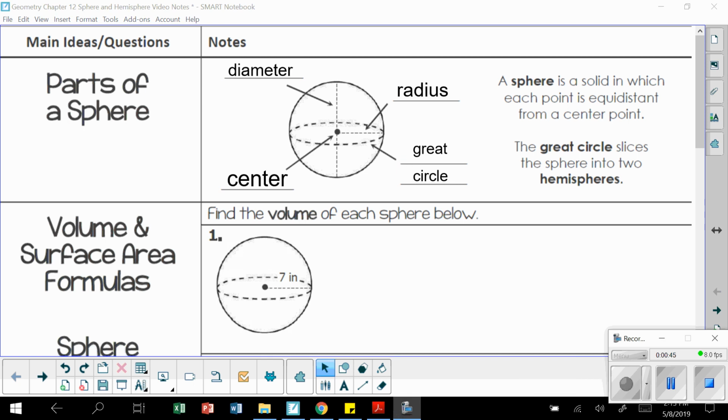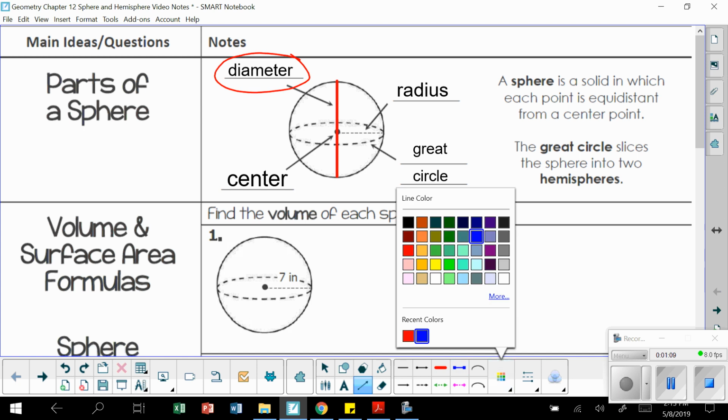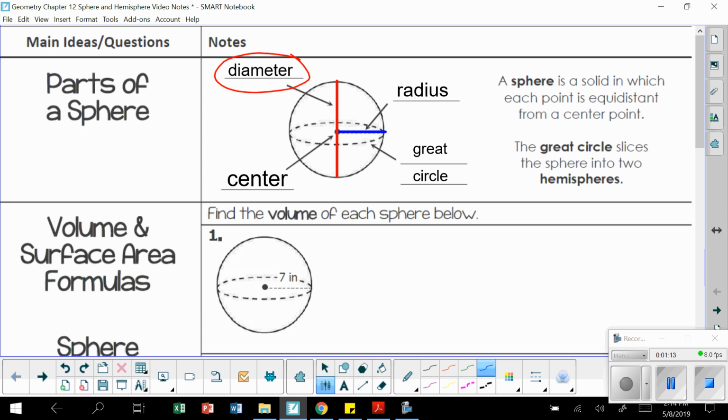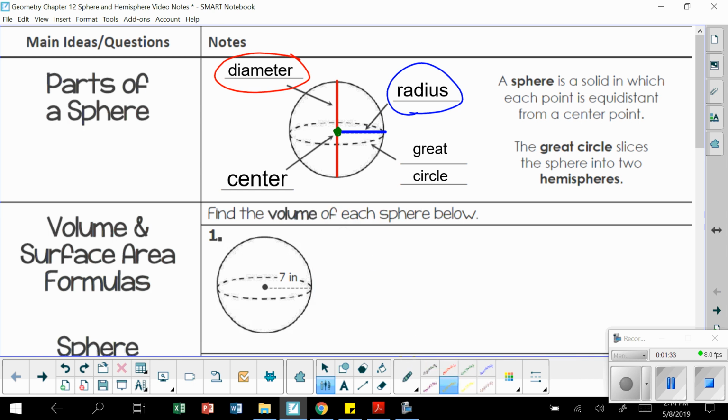All right, so I just changed all of the lettering so that you could see it better. So this is your diameter. Your radius. Your center. And then the great circle is the one in the center. Let's see. Is all of this. So if I was to slice it out, that would be your great circle.